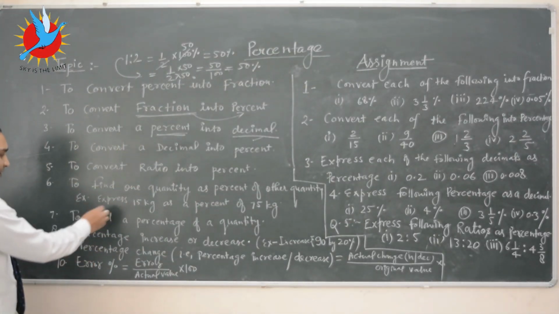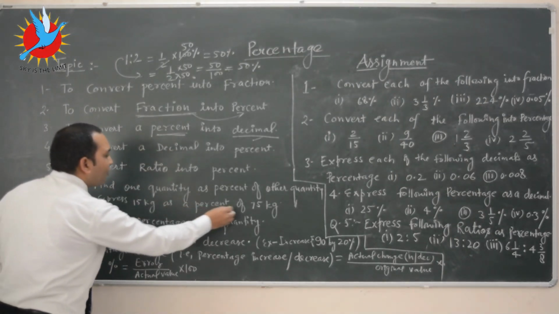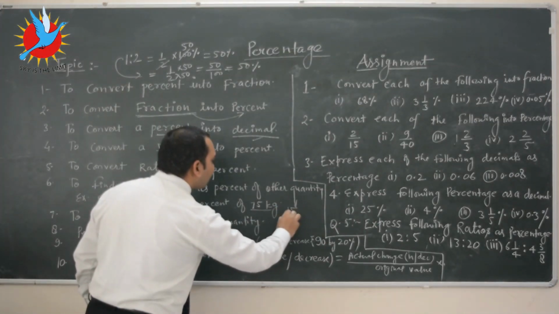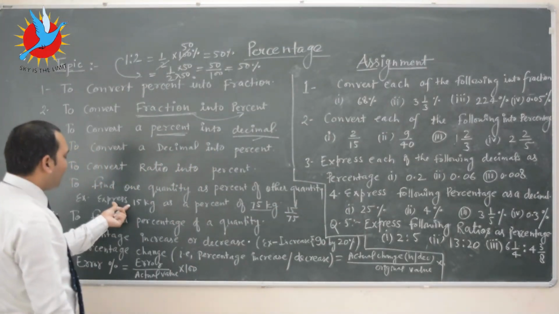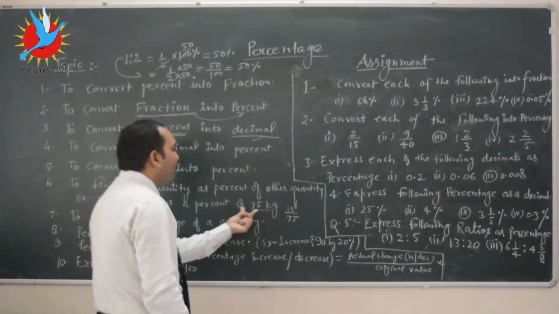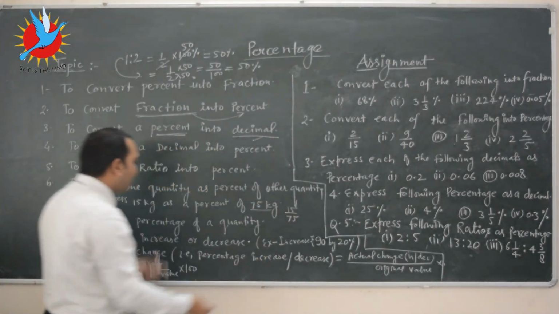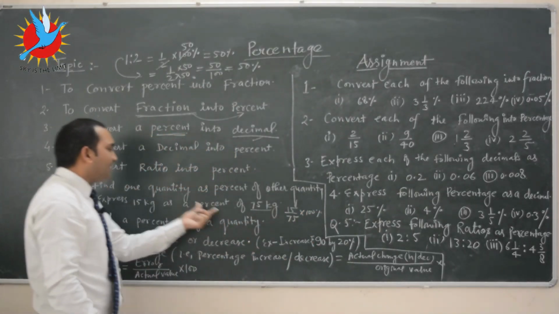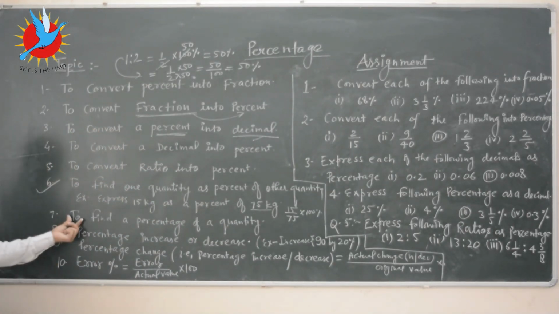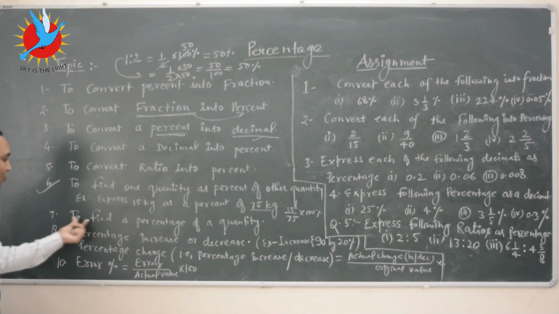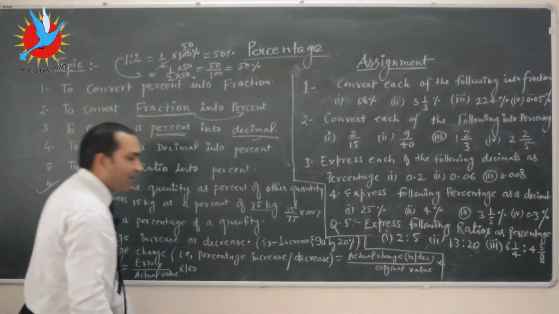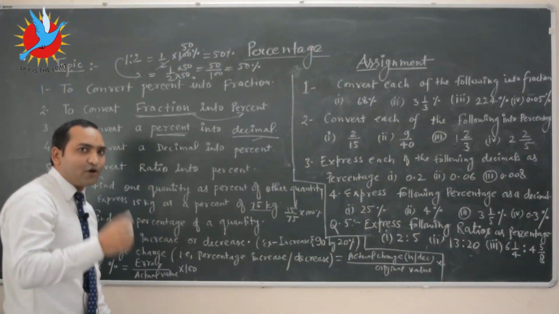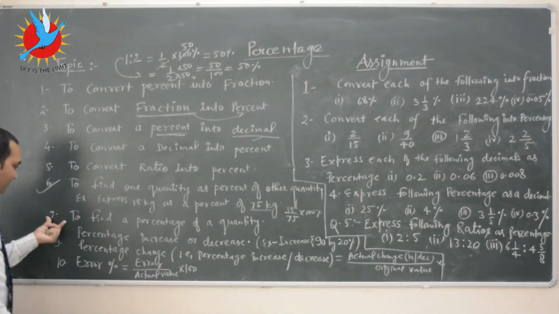Example, express 15 kg as a percent of 75 kg. So 15 out of 75. Convert 15 kg as a percent of 75 kg. So this is a fraction, 15 out of 75, and we just multiply by 100%, then we will get the result. We will discuss it in the next videos. And next, the seventh one, to find a percentage of a quantity. How do we find 50% of any number? Consider 50% of 2000. We will also discuss this seventh topic.